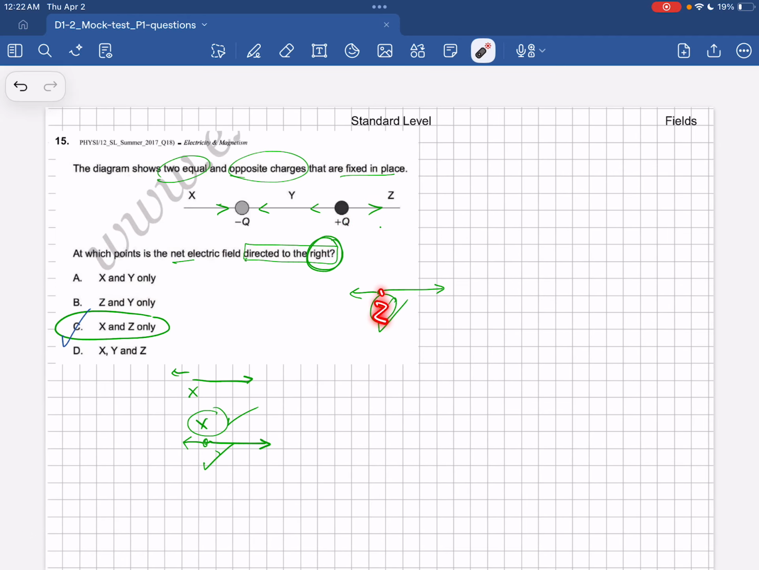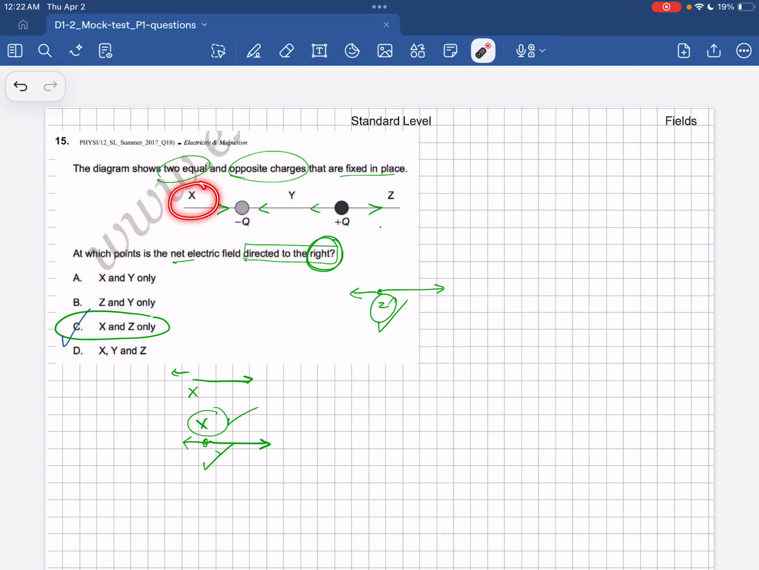First, for the Z here, we can see this one is really near the plus, so this is a big E from the plus. Now this one should be a little less because it is further away. So if this one is greater than this one, then in the end it should point to the right, so we got the Z. For the Y here, they will just add up, two vectors to the left, so no Y.